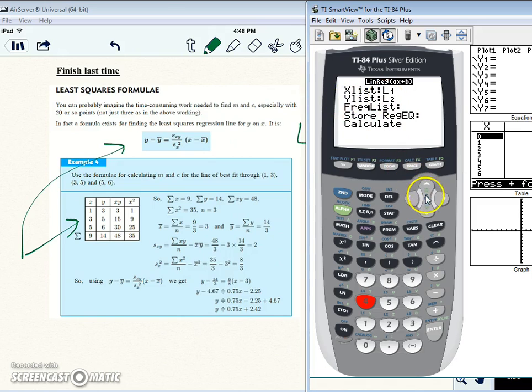And right now I'm going to stop. We could go ahead and store our equation right here. We'll talk about that in class, but we won't do that right now. Instead, we'll hit Enter. And you can see our line of best fit is Y equals 0.75x plus 2.42, which was much easier than what we did here.